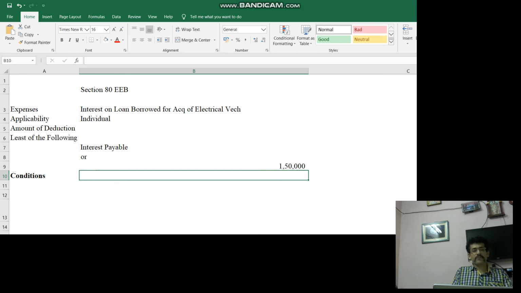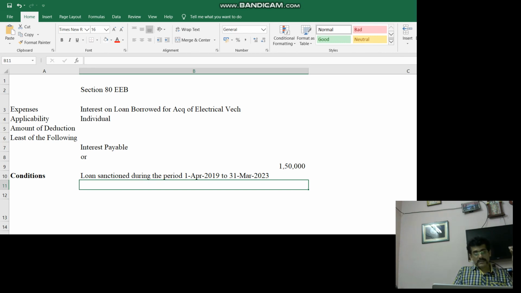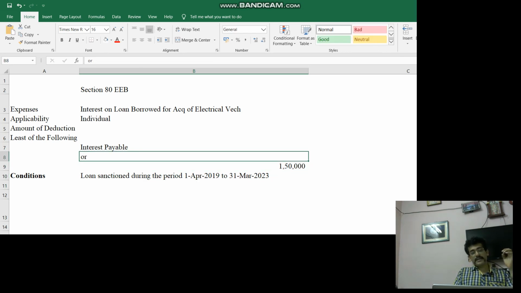Here the condition to be followed is only one thing. The loan should be sanctioned between 1st April 2019 to 31st March 2023. So if during this period the loan is sanctioned, then ultimately the person can claim the deduction under section 80EEB.